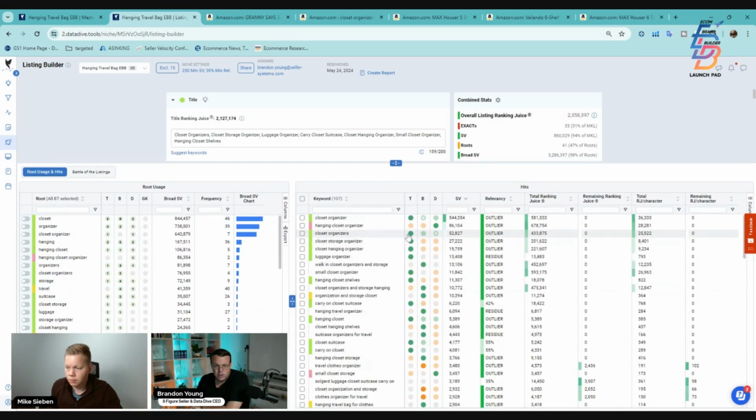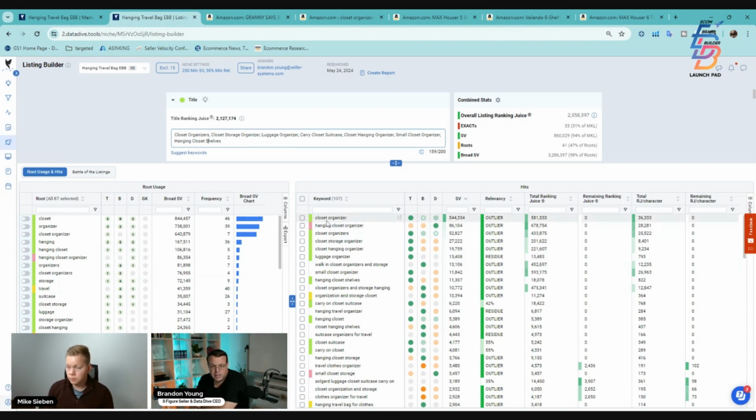So if you look here, we've got title, bullets, description, and we've got title, bullets, description. These are all of your roots. You've got this root, hanging closet organizer, is only in the description. It is not in the bullets. But you have closet organizer and you have hanging closet in the title. So they're kind of in there, but it's closet hanging instead of hanging closet. So you have a broad match.